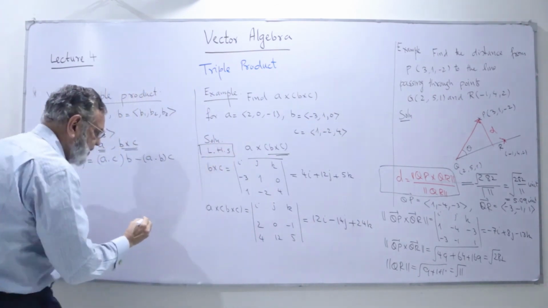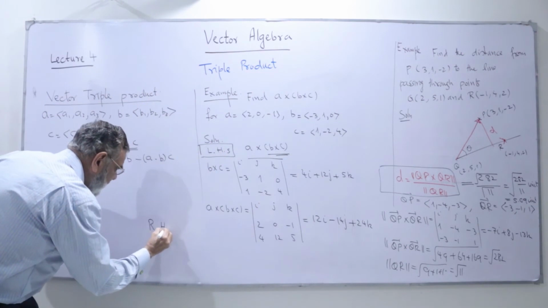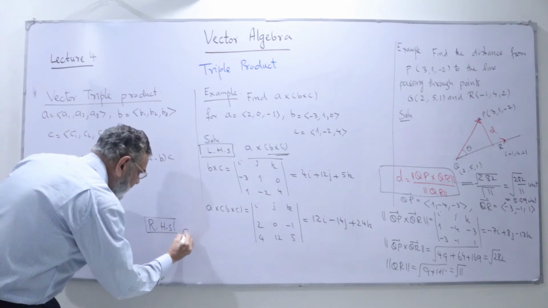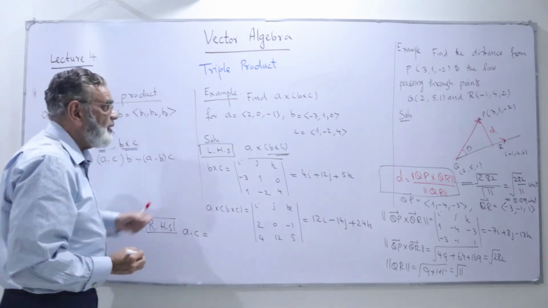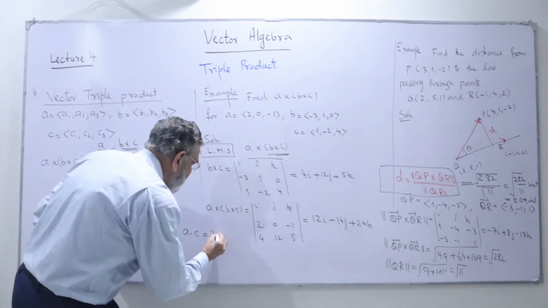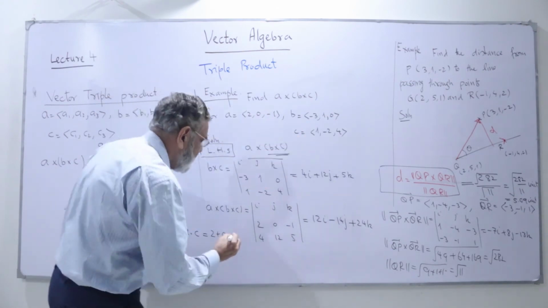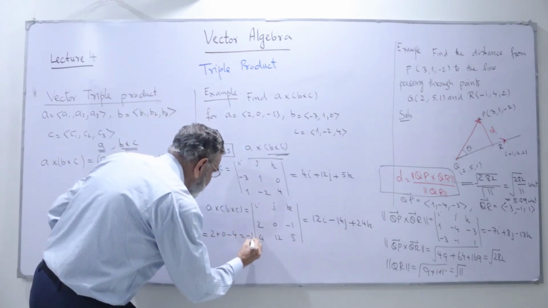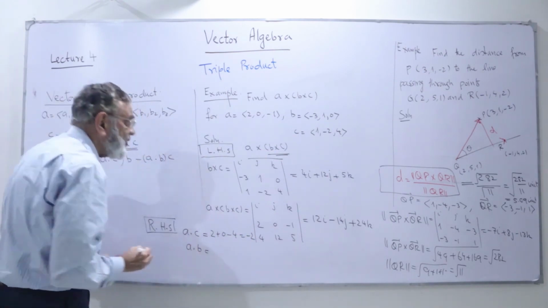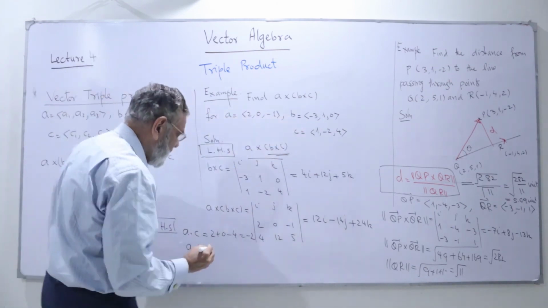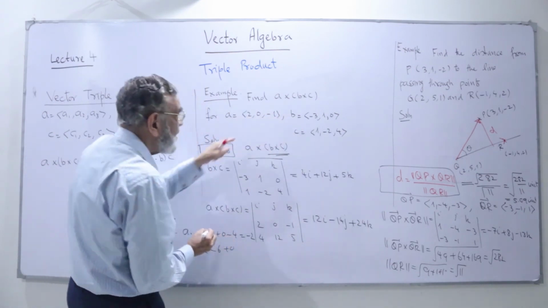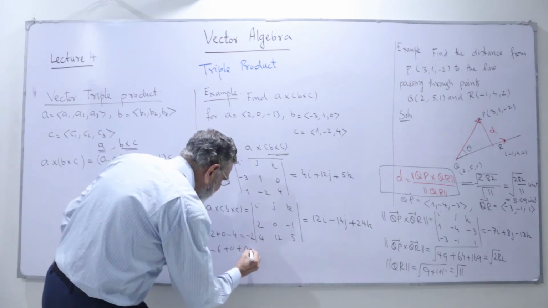For my right hand side, I first find the value of A dot C. I have vectors A and C: 2 into 1 is 2, 0 into minus 2 is 0, then minus 1 and 4 is minus 4, so the result is minus 2. Then I need A dot B, the dot product of A and B. This is 2 into minus 3, which is minus 6, then 0 into 1 is 0, then minus 1 into 0 is 0. The result is minus 6.